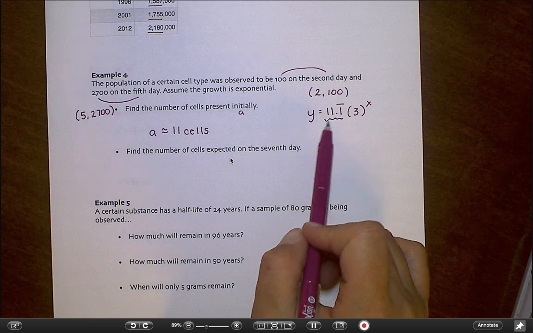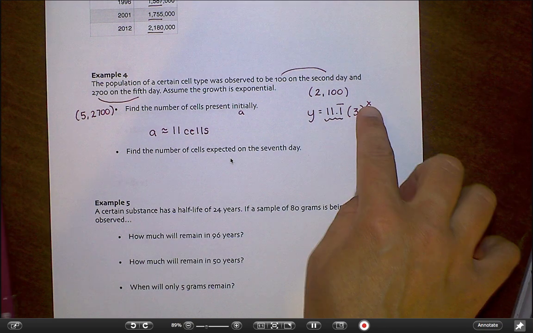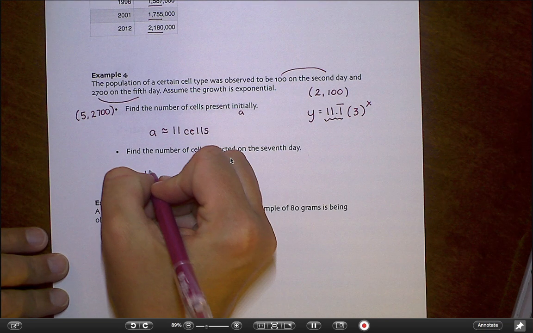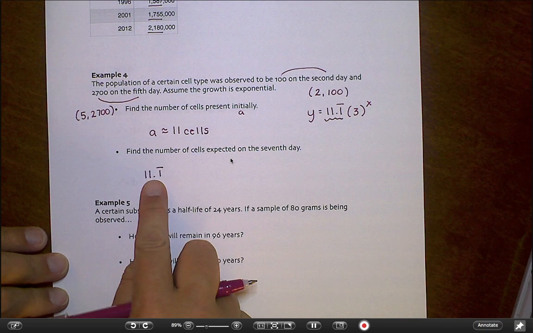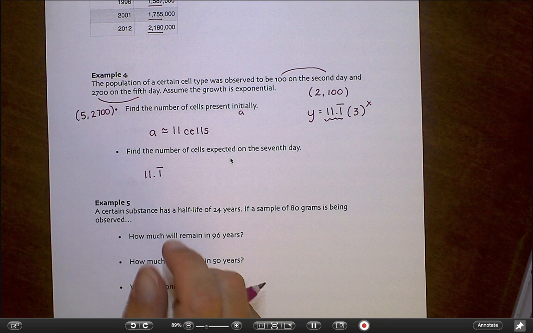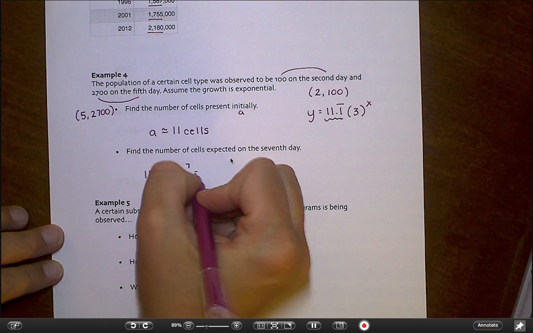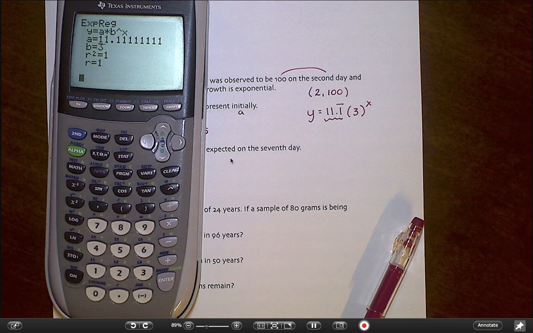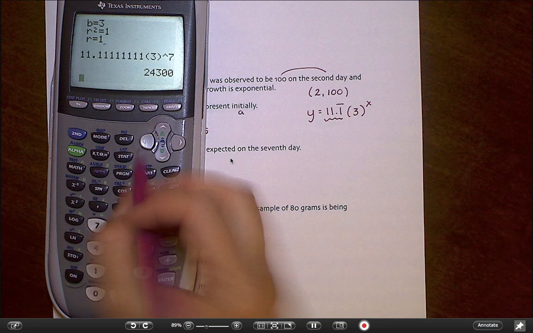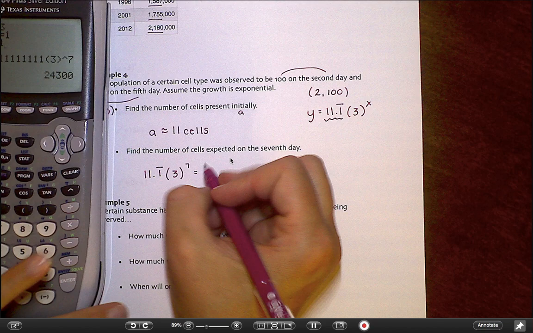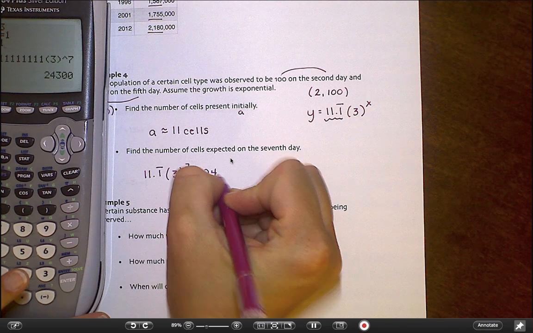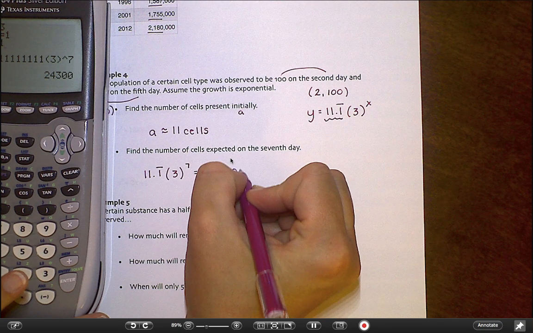So if I want the 7th day, I'm going to plug in a 7 for x. I do want to stick with that 11.1 repeating. I am going to have to round it at some point, but I'm going to go 11.1 times 3 to the power of 7. And so in my calculator, I'm going to go 11 point, and I'm going to just put a bunch of ones in there to show that it's repeating, times 3 to the power of 7. And I end up with 24,300 cells.